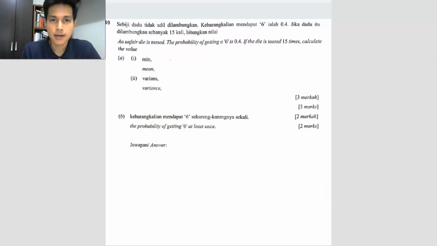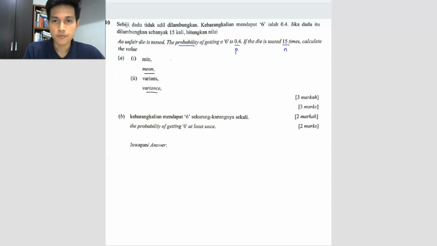Alright, next. An unfair die is tossed. The probability of getting 6 is 0.4. If the die is tossed 15 times, calculate the value of the mean. And then here they want variance. So from here you should know it is asking for probability distribution, right? You learned probability distribution, binomial, correct? So binomial, you need three things. You need the n value, you need the p value, and you need the q value, correct? So n, p, q, where is the n, where is the p, where is the q? Here they say probability of getting a 6 is 0.4, right? So this will be your p value, and then they tossed 15 times, so it is the n value.